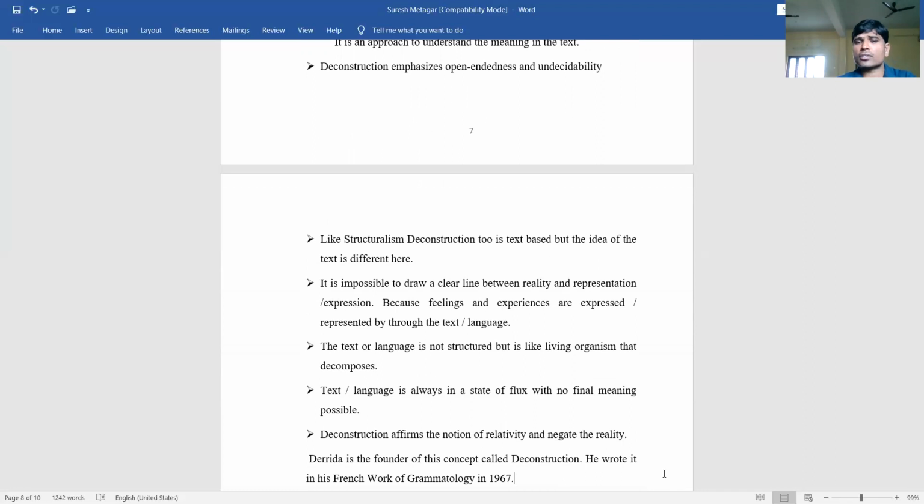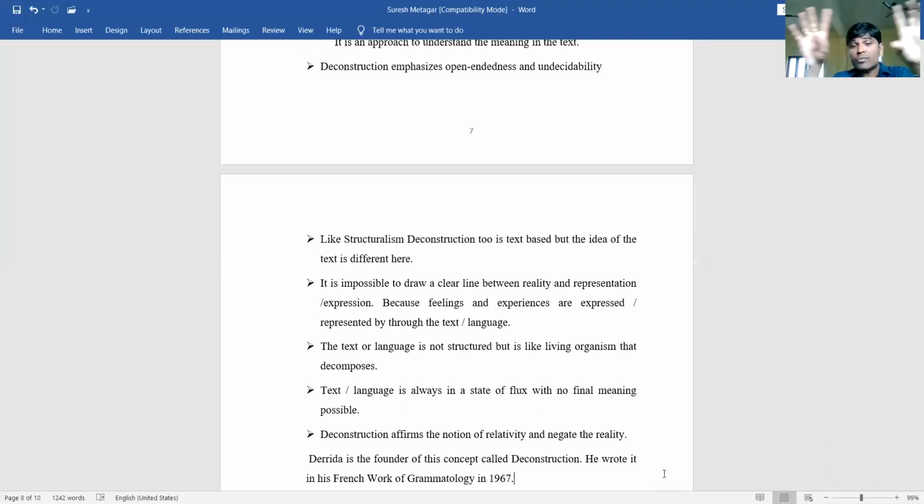Language-based analysis of a text. When you analyze language, you don't find any fixed meaning. That's what the deconstructionists say. It is impossible to draw a clear line between reality and expression, because feelings and experiences are represented through language, whether it is expressed language or unexpressed language.